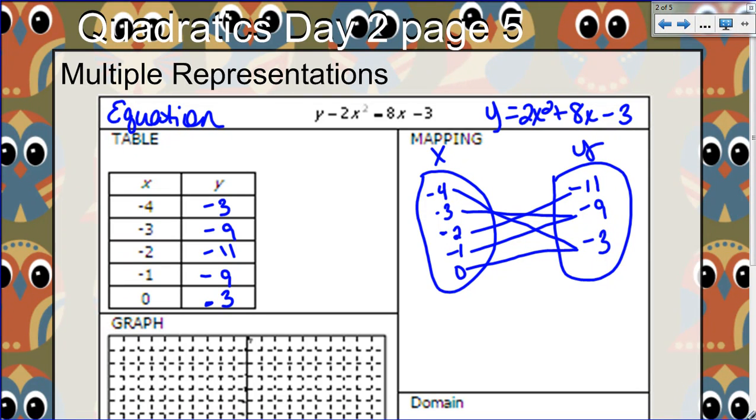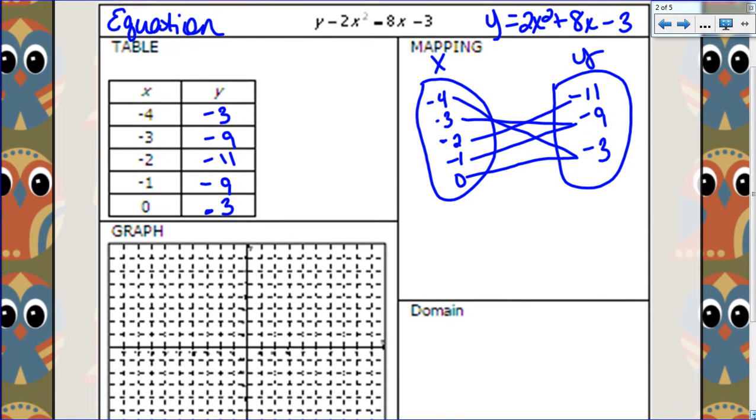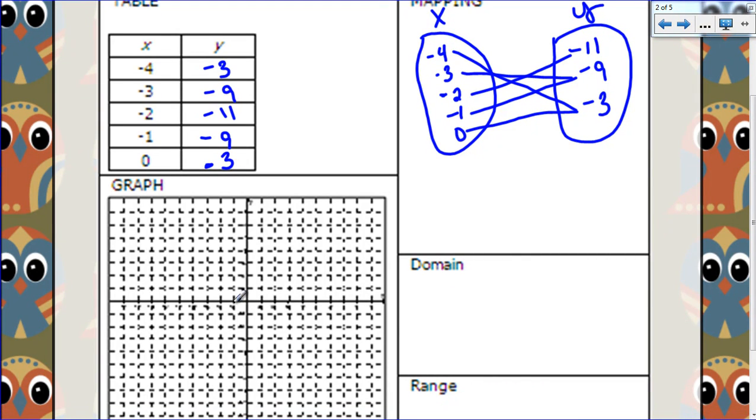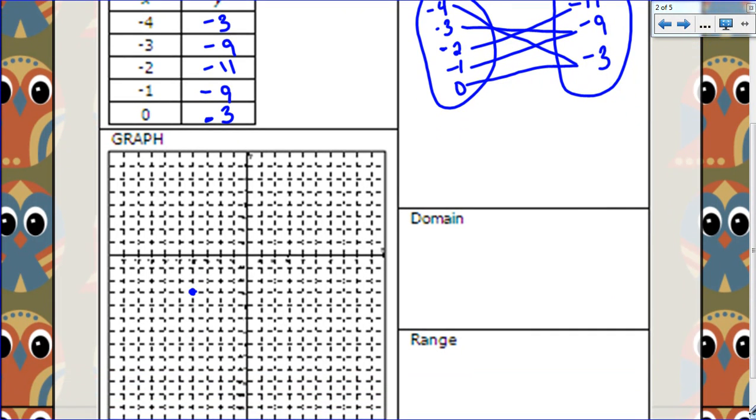Now the graph is real easy because I have points, and I'm just going to plot these points onto my graph and then make the parabola. And so I'm going to start with -4, 1, 2, 3, 4, -3. And then I have -3, I probably should go down further. -9. And then I have -2, -11. And then I have -1, -9. And then I have 0, -3. And so there are my points.